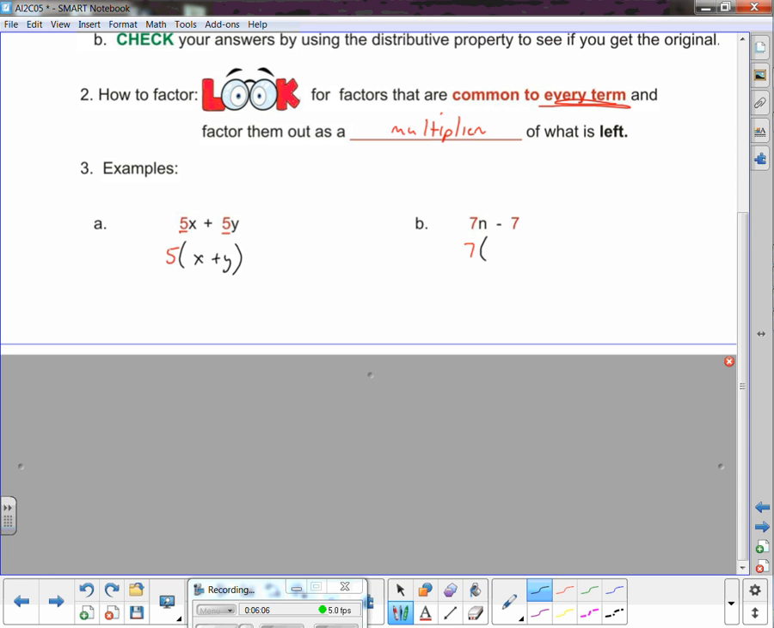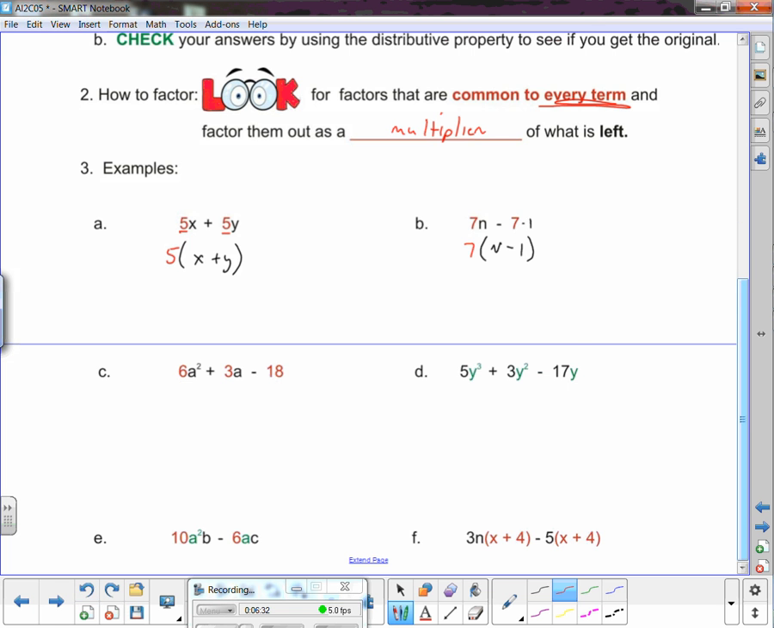So you end up with 7 times the quantity n minus 1, right? Don't forget the 1 there. You have to treat that 7 as if it's a 7 times a 1, because you need that place. Remember, if we multiply back out, we got to end up with 7n minus 7. And if you don't include that minus 1, you're not going to end up back there. All right, hopefully you remember that. If not, hopefully we just refreshed your memory and you're good to go.